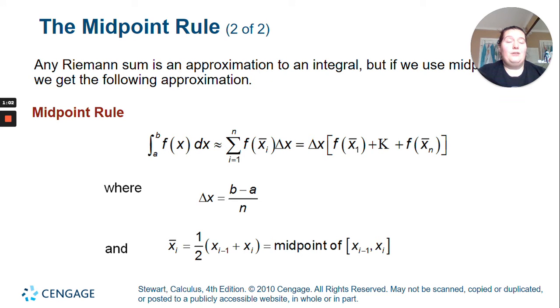Any Riemann sum is an approximation of an integral, but if we use the midpoint, we get the following approximation. What this does is give you a nice formula. The integral from a to b of f of x is approximately the midpoint Riemann sum, which is delta x times f of the first midpoint plus and so on, plus f of the last midpoint, where delta x is (b minus a) over n, and x sub i bar is 1/2 of the previous endpoint plus the next endpoint.